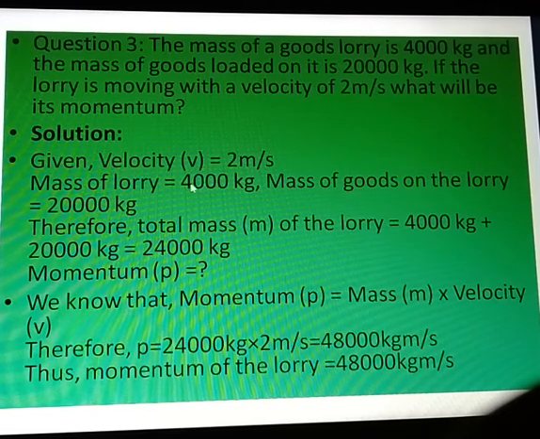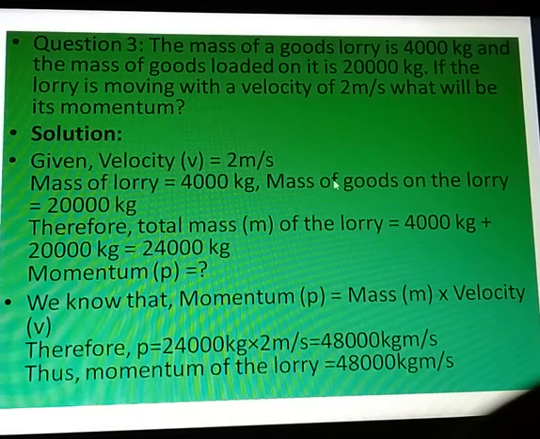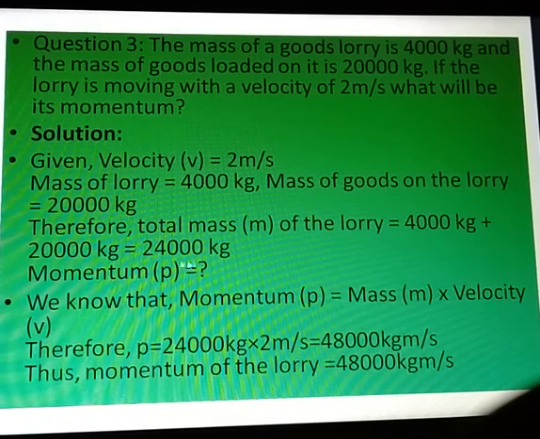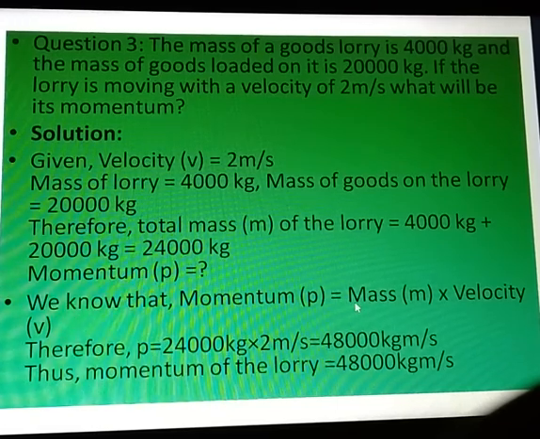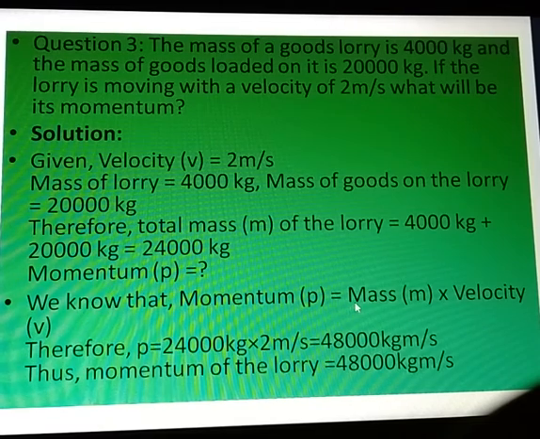Now first we will calculate the total mass. Mass of the lorry is 4000 kg and mass of goods on the lorry is 20,000 kg. So total mass is 4000 plus 20,000 kg, that is equal to 24,000 kg. Now we can easily calculate the momentum with the help of mass and velocity. Product of 24,000 kg and 2 is equal to 48,000 kg meter per second.